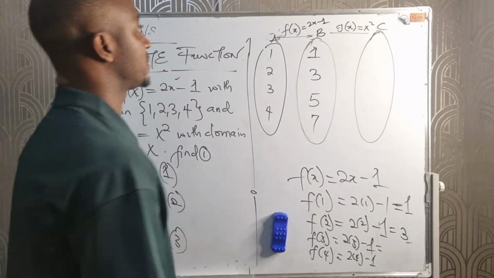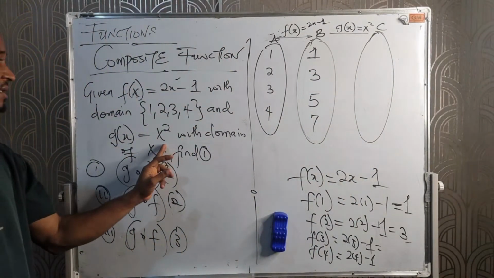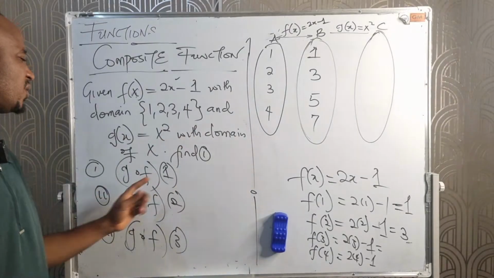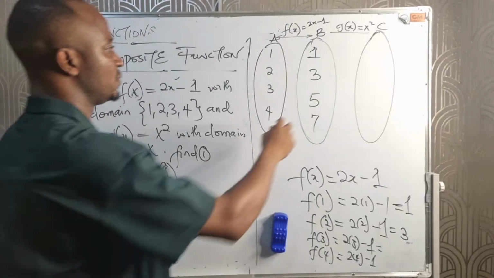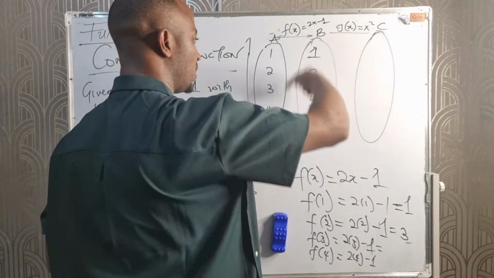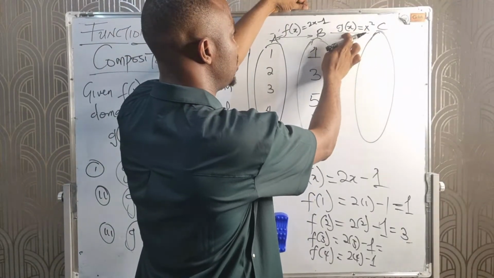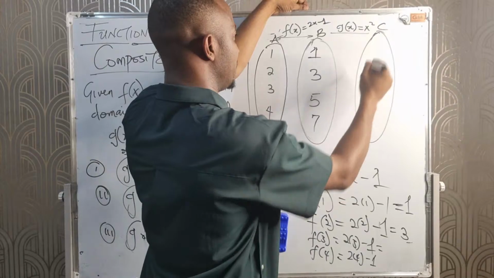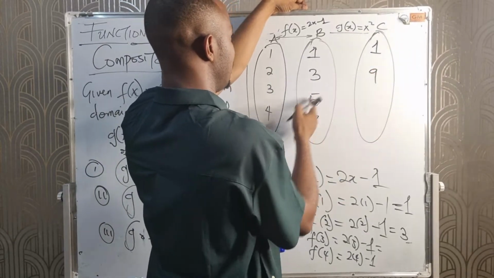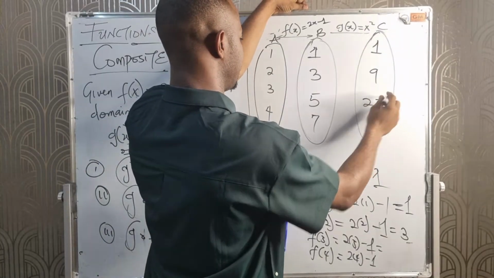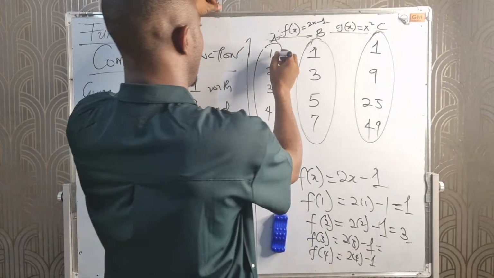Then we are told that between b and c, the second function, g of x equals x squared. The domain of x means the same domain. Are you there? It means I will use these values as the domain to find my g of x. So here we have g of x, x squared. So 1 squared is 1, 3 squared is 9, 5 squared is 25, 7 squared is 49. What does that imply? 1 is mapped to this.